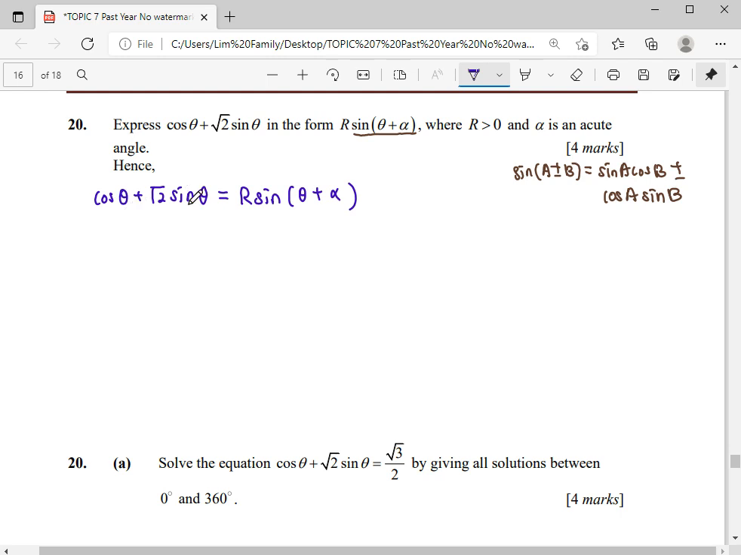Sila tunjukkan bentuk ini ke bentuk ini. So macam mana kita nak dapatkan bentuk ini? Maka kita kembang dulu kita punya compound angle ini. Expand our compound angle here, where sine(A plus B), we use our compound angle, it will equal sine A cos B plus cos A sine B.